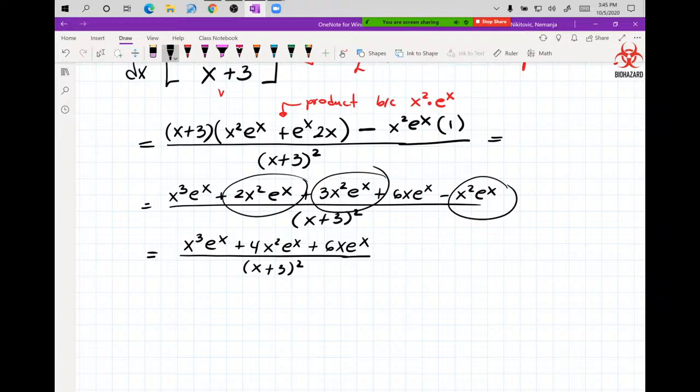This is where we pull out x e to the x in front of the fraction. And what's left is x squared plus 4x plus 6 divided by x plus 3 squared.